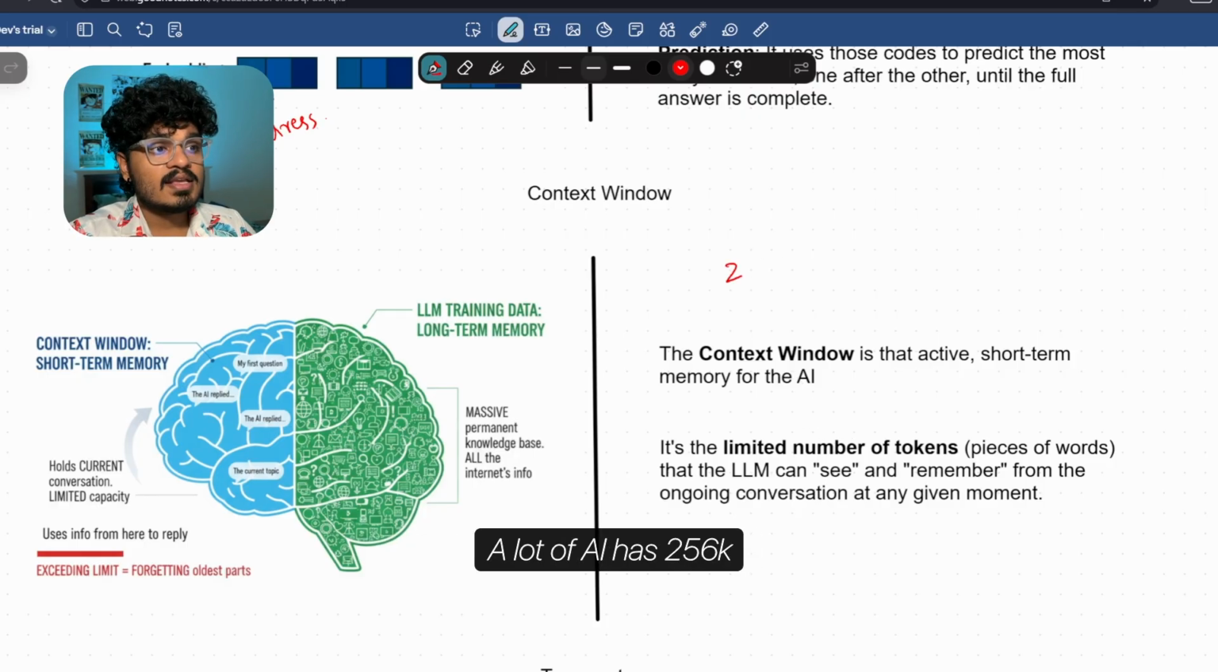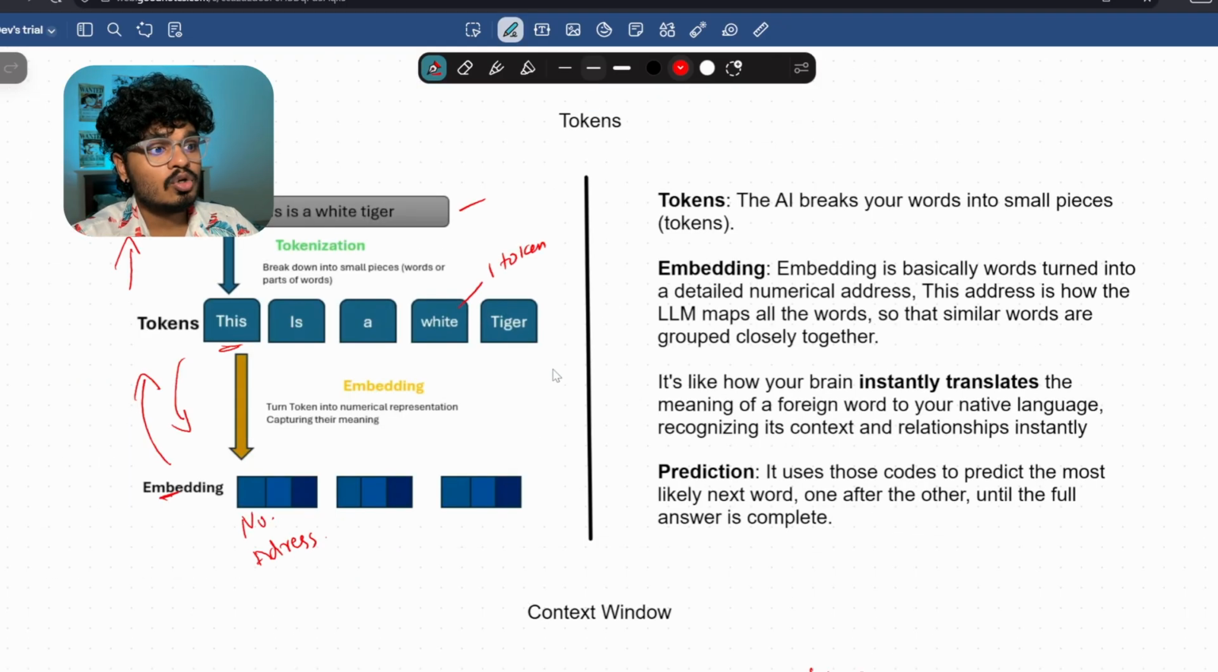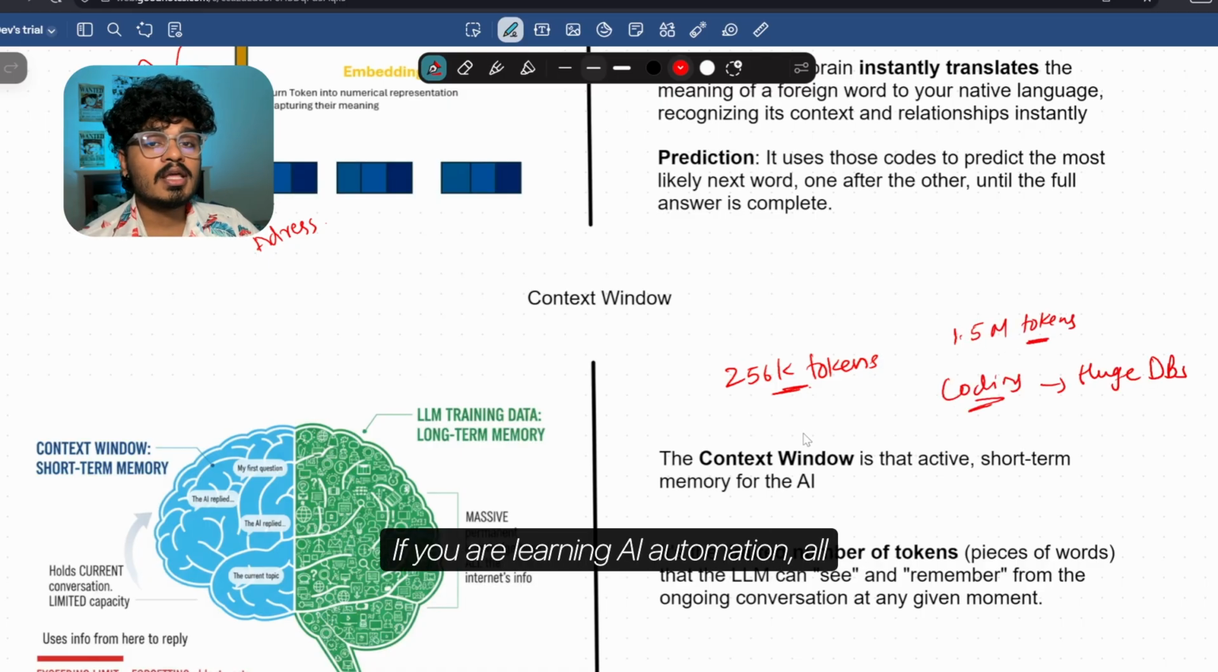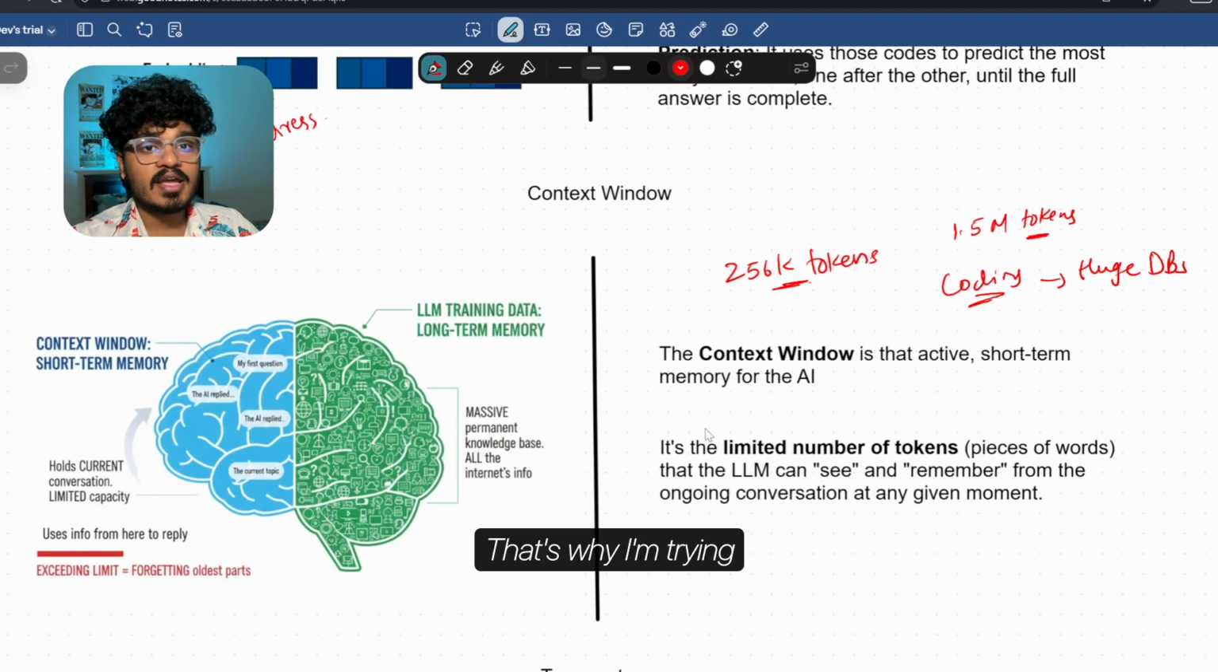A lot of AI models have 256K tokens of context window. But models like Gemini 2.5 Pro have 1.5 million tokens. If you are learning AI automation, all this is really important for you. That's why I'm trying to teach you all this.